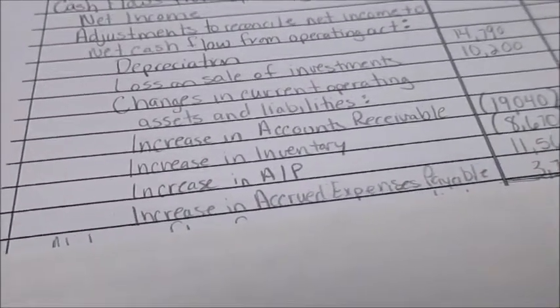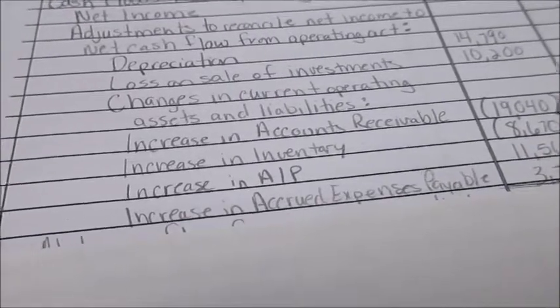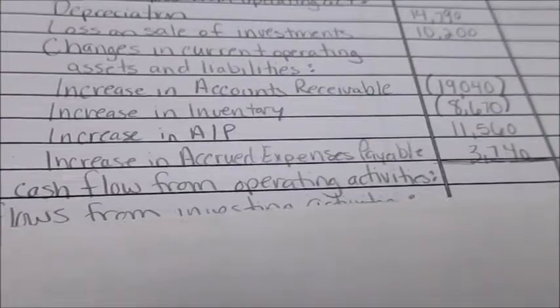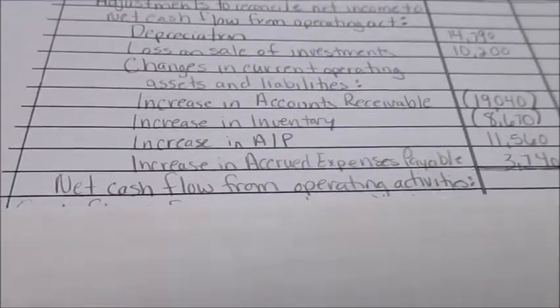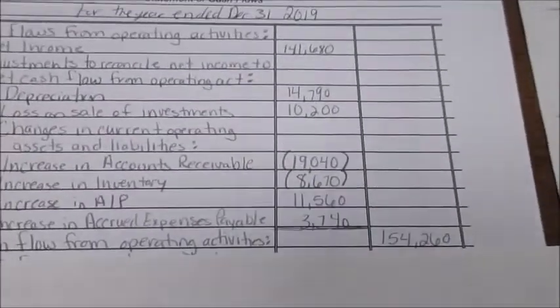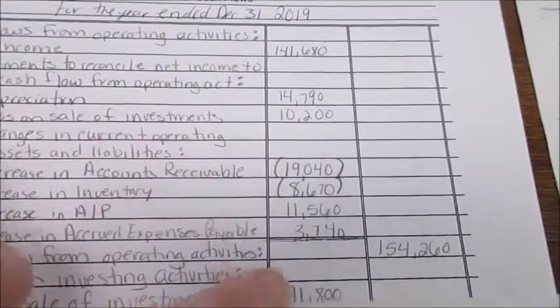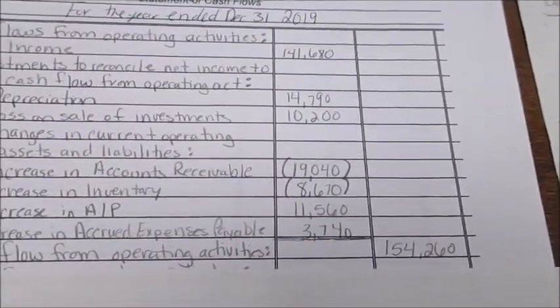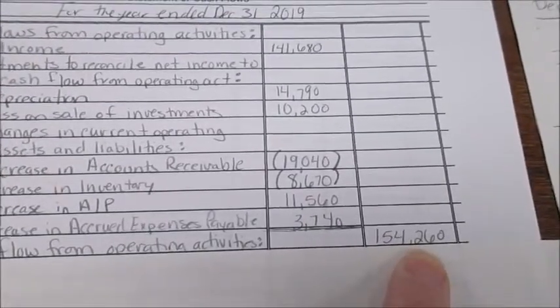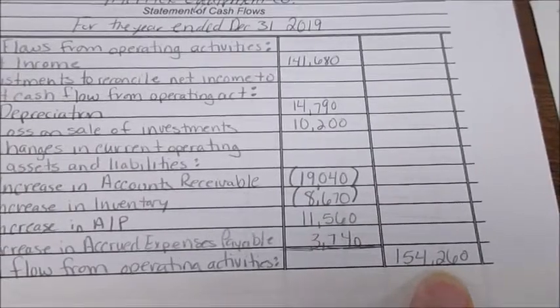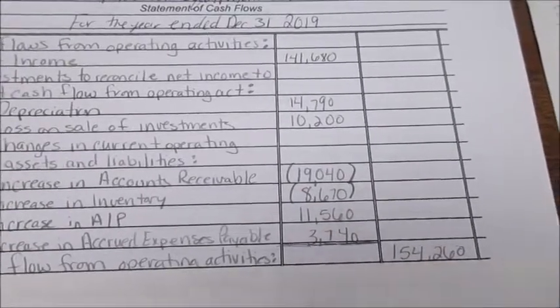The next thing on your note sheet is income taxes payable. We don't have any of that. So we can go ahead and figure out our operating activities. We have net cash flows from operating activities, and we're going to take all of these numbers in this column and add and subtract them as needed. And the answer is $154,260.